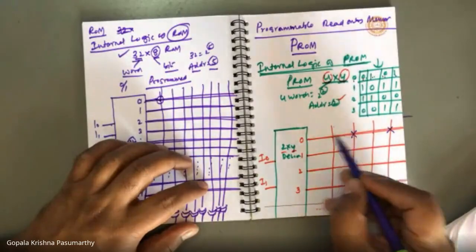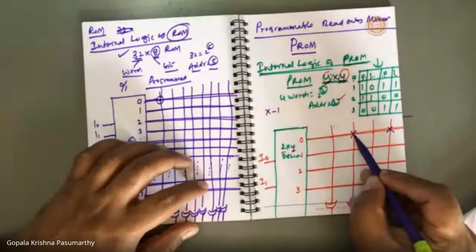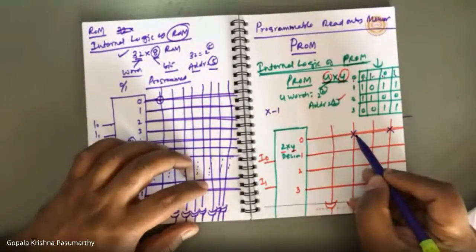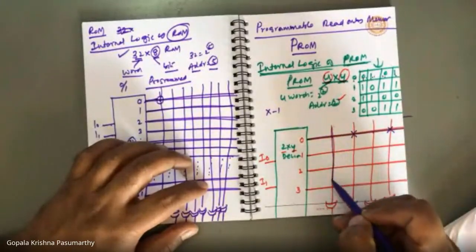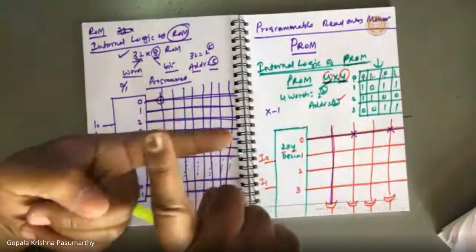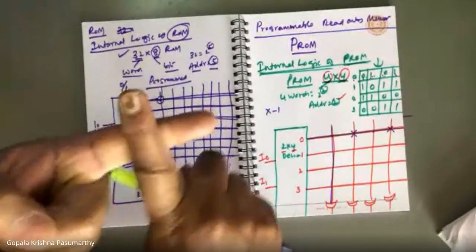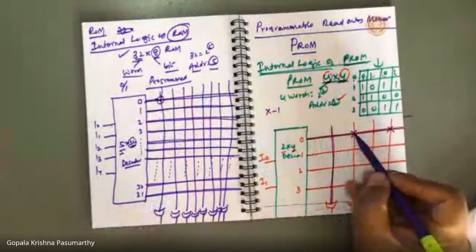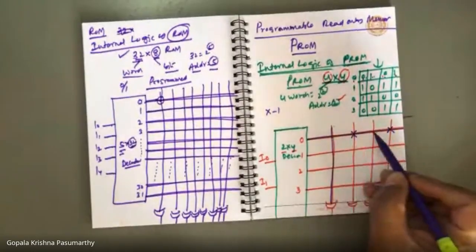This cross represents 1. Where a cross is kept, this line and this line are connected. Let us assume there are 2 copper wires, one going on top of the other. If you blow them with a soldering iron, these both lines will be attached. So a cross means this junction is blown, which means it is logic 1. See: logic 0, logic 1, logic 0, logic 1.